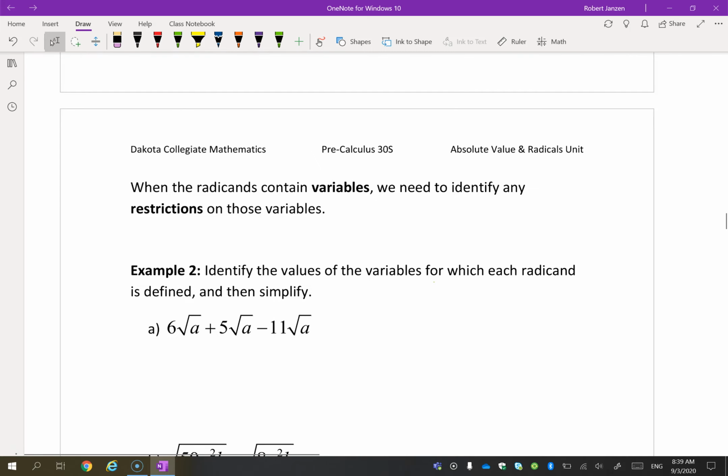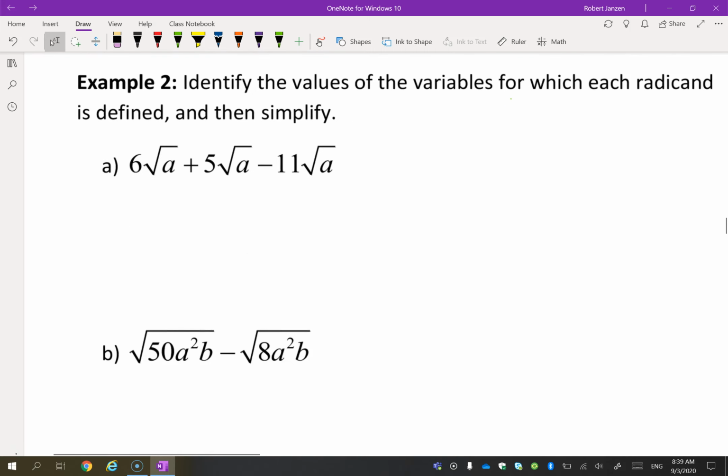Okay, so I'm looking here. These are all like terms. They all have a radicand of a, they all have the index of 2. So 6 plus 5 minus 11, this is 0 root a. 0 root a is just 0. But I need to state, what can a be? Well, it's a square root of a. A has to be positive.